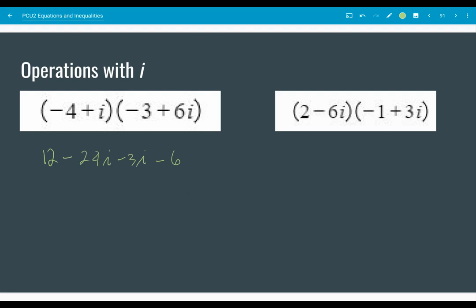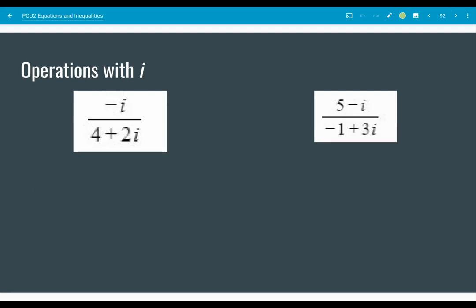So from here, we just simplify. This is going to be 6 minus 27i. That's multiplying with i.